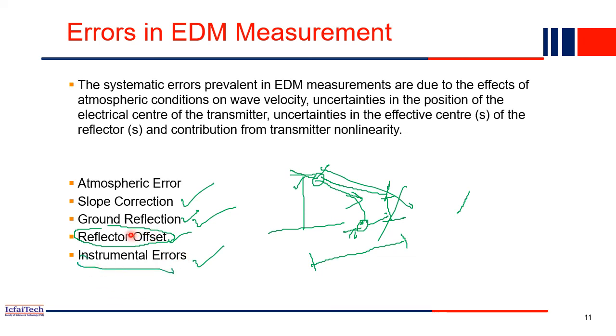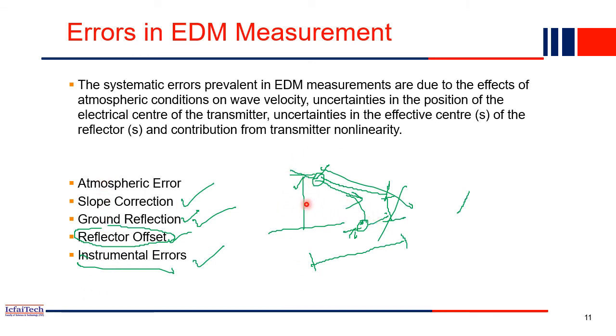So basically these 5 types of errors will be there in the EDM instrument. The EDM instrument is also not 100% accurate. You have already seen in the initial slides that the accuracy is something like 15 millimeter per kilometer, in that range. So these are the sources of errors, how the error is introduced into the measurement.